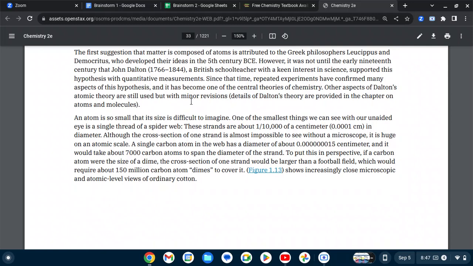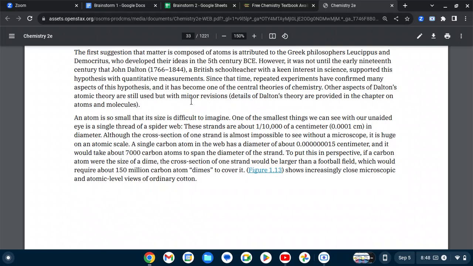An atom is so small that its size is difficult to imagine. One of the smallest things we can see with our unaided eye is a single thread of a spider web. These strands are about 1/10,000th of a centimeter in diameter. Although the cross-section of one strand is almost impossible to see without a microscope, it is huge on an atomic scale. A single carbon atom in the web has a diameter of about 0.00000015 centimeter, and it would take about 7,000 carbon atoms to span the diameter of the thread.